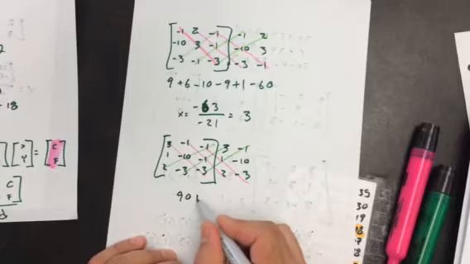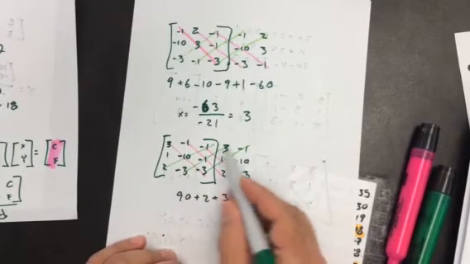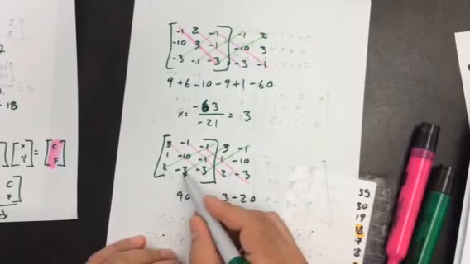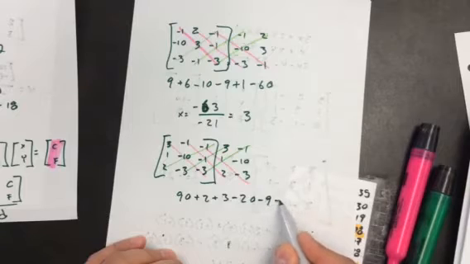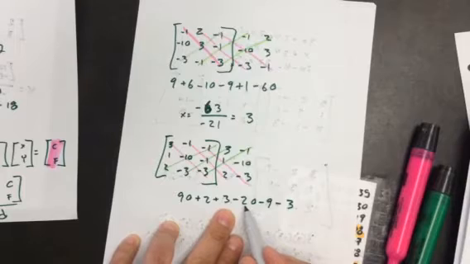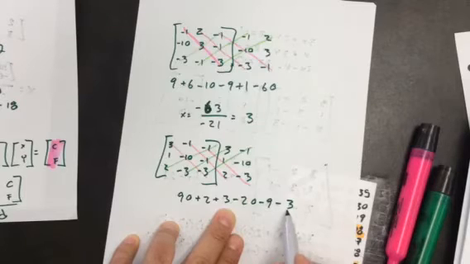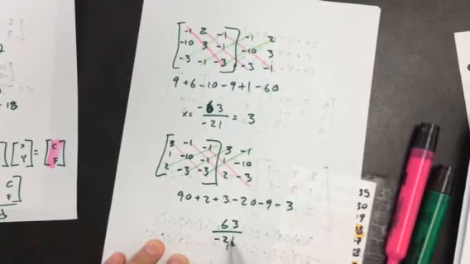9, 2, 3, 20, 9, 3. It's 92, 95, 75, 66, 63, so y is going to equal -3.